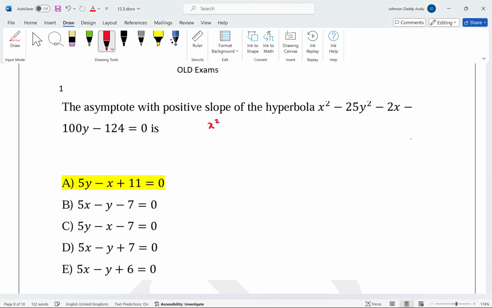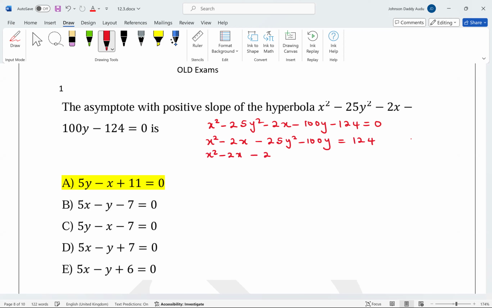So let's just write it: x squared minus 25y squared, I'm just writing the whole 2x minus 100y, then minus 124 is equal to 0. So we write the x terms together, and minus 25y squared minus 100y. This will give us 124. So let's go one more. Here we can take 25 outside. So you have y squared, now it's going to be plus 4y is equal to 124.